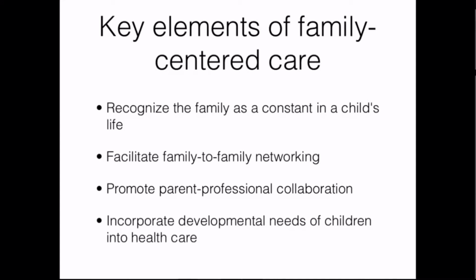So when trying to provide good family-centered care, what are the key elements, or the main things that we need to accomplish? Well, first, we need to recognize the family as a constant in the child's life. We need to facilitate family-to-family networking. So we really need to try to help match families with other families that have children with special needs. And oftentimes there are even programs that have parent-to-parent matching.